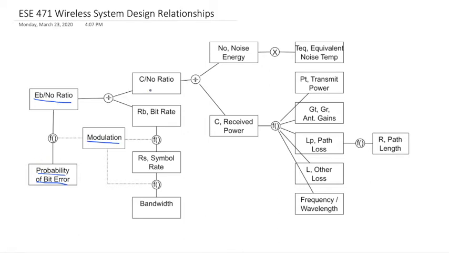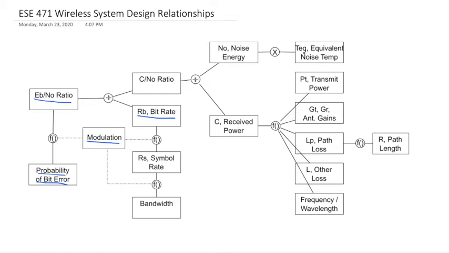We can convert that into the C over N0 ratio using the bit rate. Again, we may have a specified bit rate that we have to achieve. So computing the C over N0 ratio would require solving this equation for C over N0 as a function of Eb over N0 and Rb. And using that C over N0 ratio then to compute the received power.